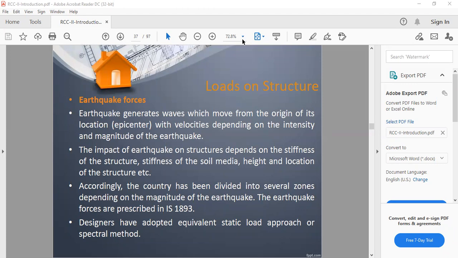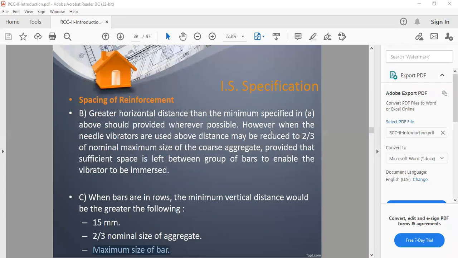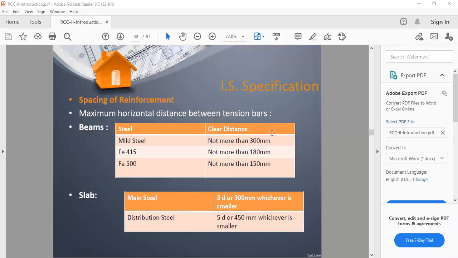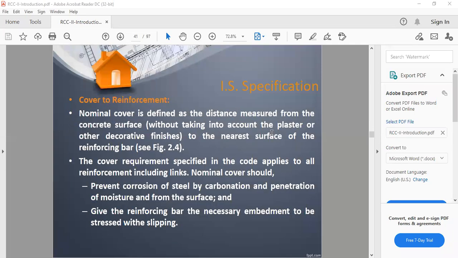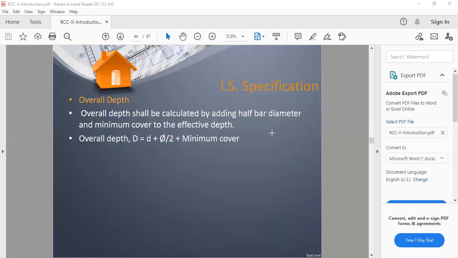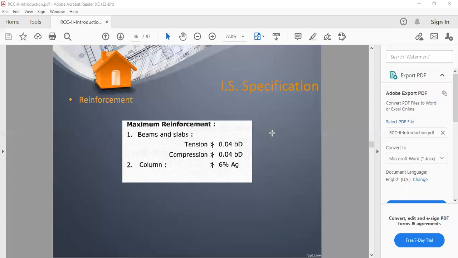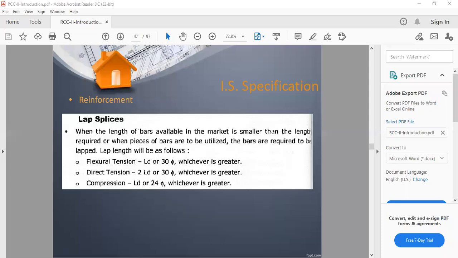Fine. So here we will stop. As you have seen, the different loads on the structure, the different IS specifications, the maximum spacing, cover to the reinforcement, nominal cover, overall depth, reinforcement, both the maximum as well as the minimum reinforcement, and lap splice.